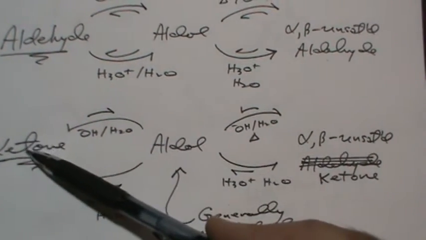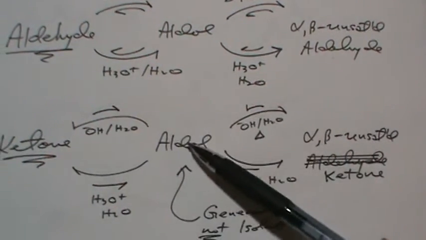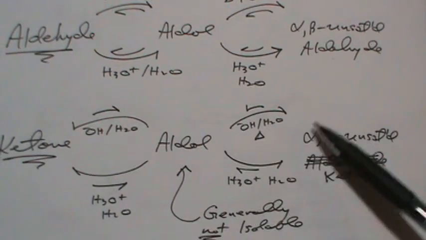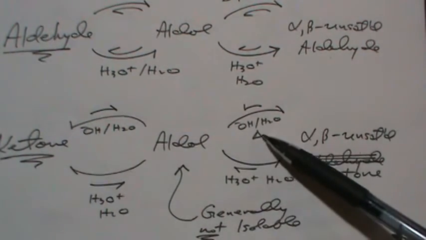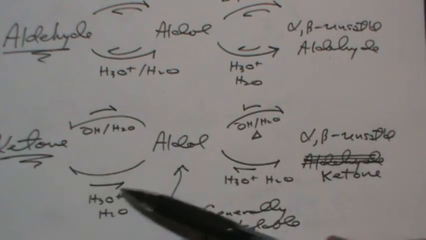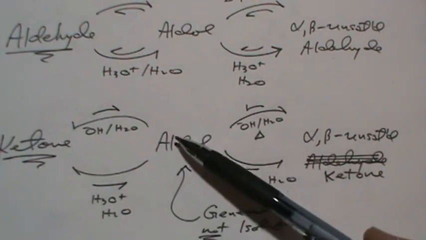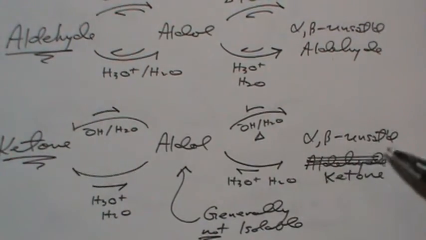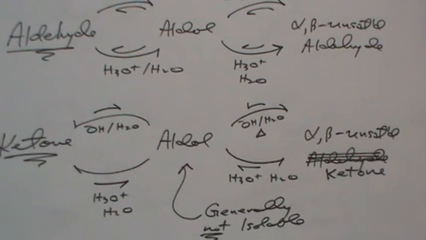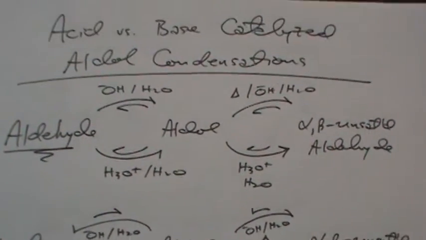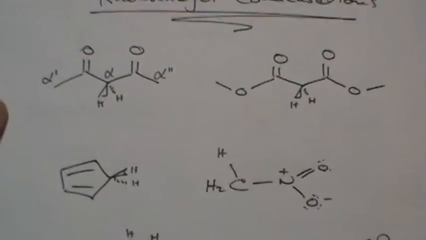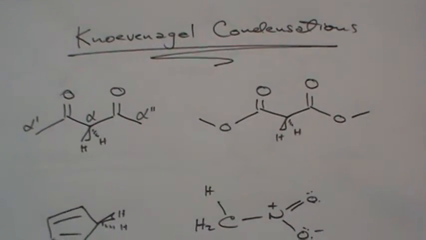So ketones, under basic conditions, will not form an isolable aldol. However, it will be present at equilibrium, and if we want to, we can drive it to the energetically favored alpha-beta unsaturated ketone with some heat. Under acidic conditions, while the aldol is not favored at equilibrium and is generally not isolable, it will nonetheless continue all the way to the alpha-beta unsaturated ketone, which is favored at equilibrium and which is isolable. So that's a different way to break it down, acid versus base catalyzed aldol condensations. Finally, let's look at Knoevenagel condensations.